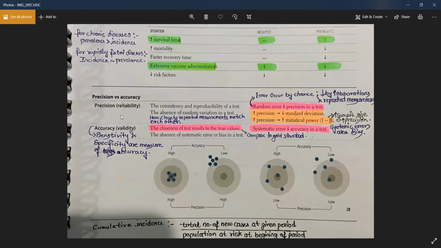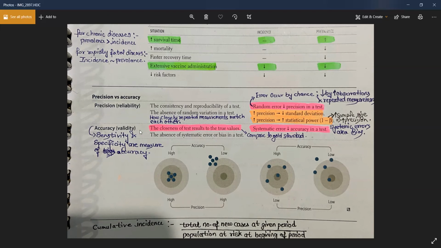And then comes the precision and the accuracy. The precision is also known as reliability. How can you remember this? Both have PRE, so this RE is for reliability. Precision and reliability are the same thing. Accuracy and validity are the same thing.